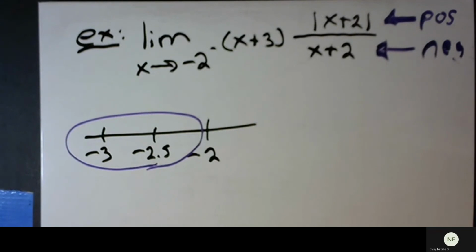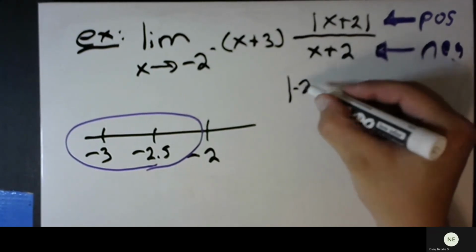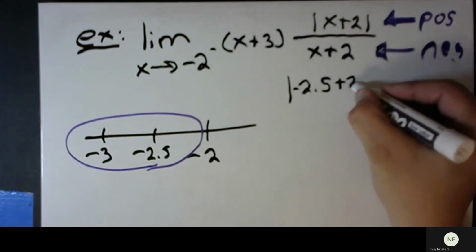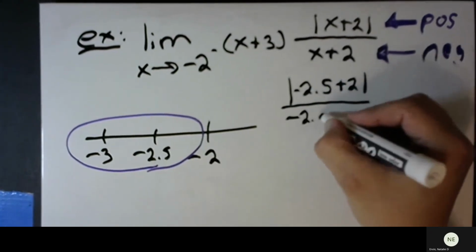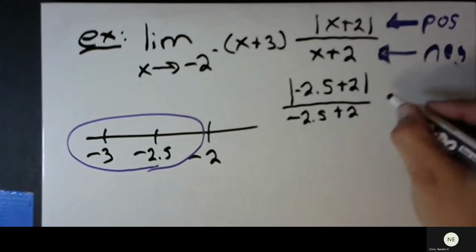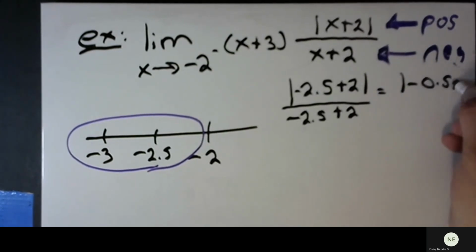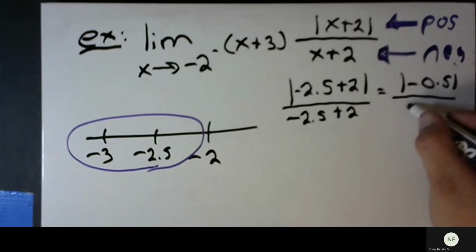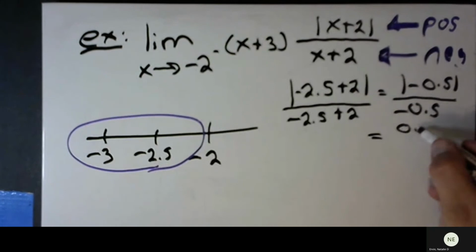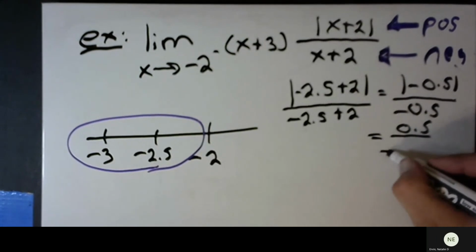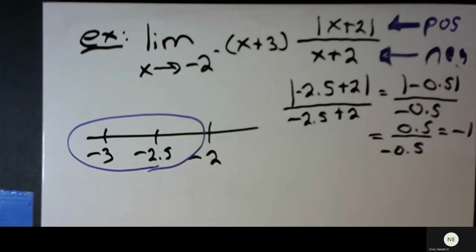So for example, say it's -2.5 plus 2 over -2.5 plus 2. We'll get -0.5 over -0.5, or 0.5 over -0.5, or -1.